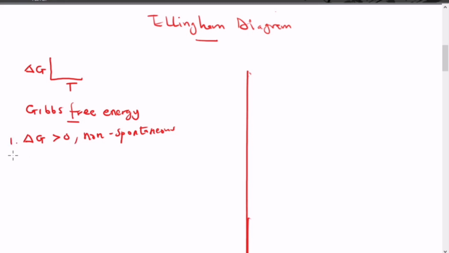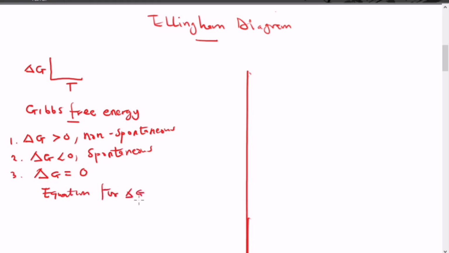So we have the first condition. With the second condition, when the Gibbs free energy is less than 0, we term it spontaneous, and in this condition, the reaction will occur. And the third one is when the reaction is at equilibrium, where the Gibbs free energy is 0. Now, let's look at the equation for the change in Gibbs free energy. The change in Gibbs free energy is equal to the change in enthalpy minus temperature times the change in entropy.